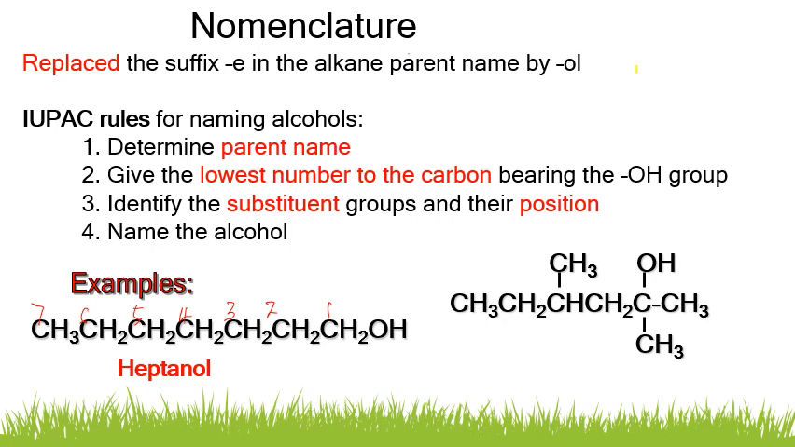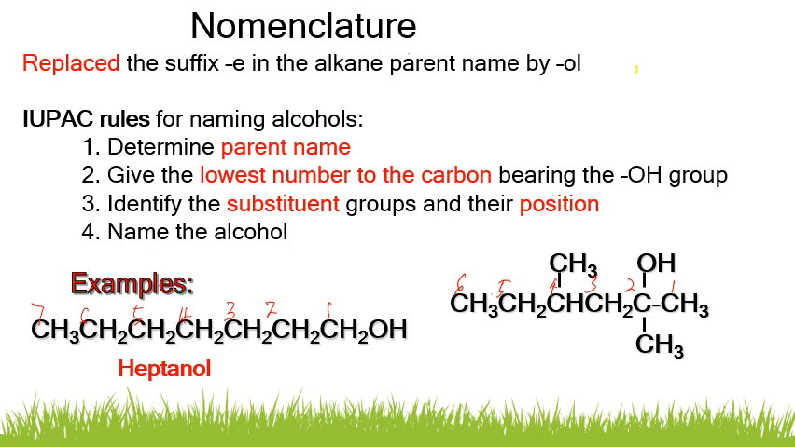Look at the second example. As you can see, the parent chain of the compound is determined by the longest number of carbons. Numbering must start from the right because we have to give the lowest possible number to the carbon bearing OH. So from the right, we count 1, 2, 3, 4, 5, 6. Thus the parent name is hexanol, and because carbon number 2 is attached with the functional group, the parent is 2-hexanol.